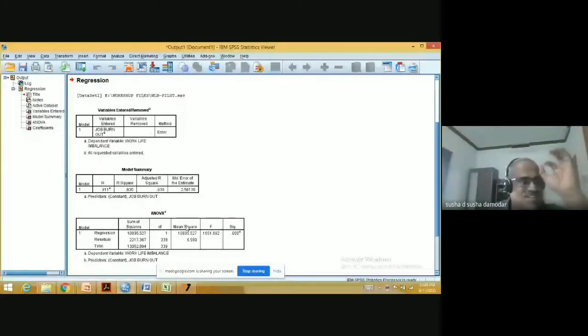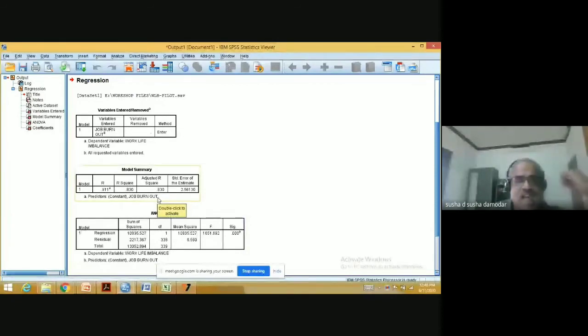See, I just demonstrate only one statistical method, that is regression and its application. What are the conditions under which regression is applied? Both the variables are in nominal scale or quantitative variable. Here, job burnout is the independent variable. Work-life imbalance is the dependent variable. And what is the relation here? What is the hypothesis here? There is no significant dependence between work-life imbalance and job burnout.